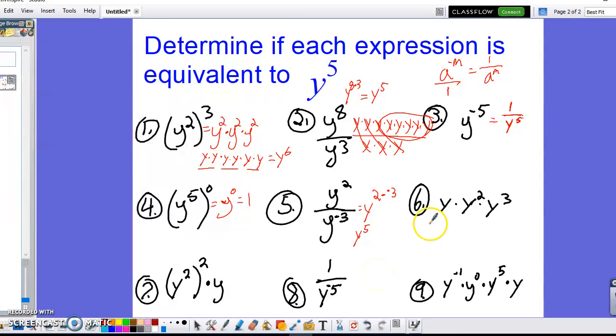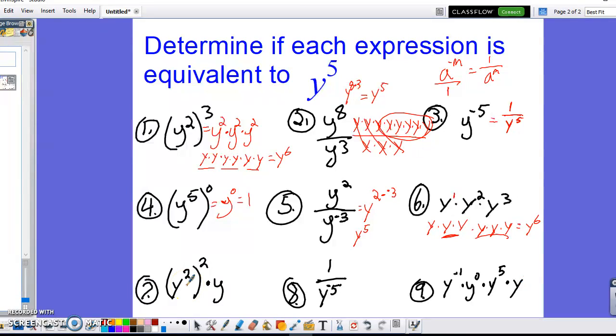Number 6, I'm going to expand this similar to what I've done with these other ones. This is y squared, this is y to the third. How many y's do I have? Well, I'm multiplying y by itself 6 times, not the same as y to the fifth. And remember, my rule is I'm going to add the exponents. You just got to remember this is an exponent of 1 in that first one.